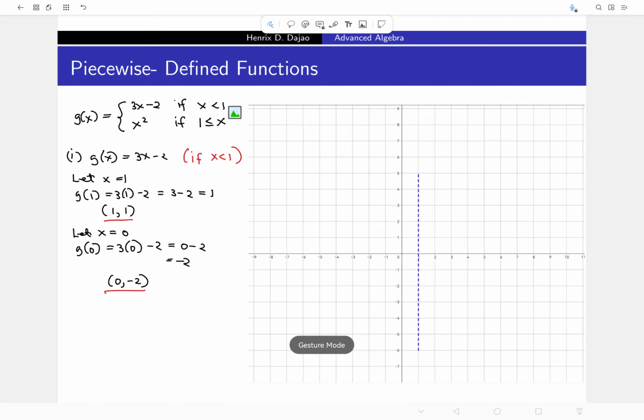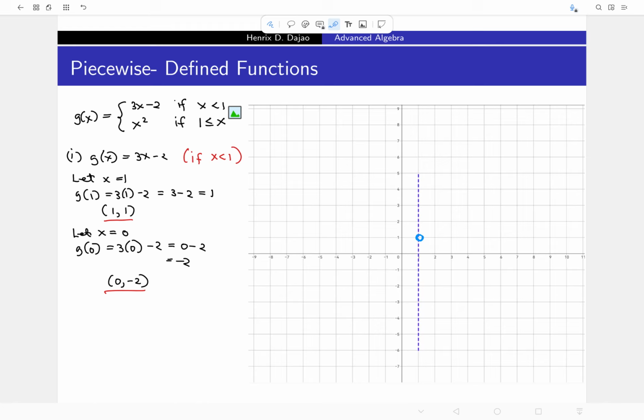Okay, 1, 1. It's here, but I only use a hollow point because 1 is not part of the domain, because there is no equals there. So it's not x is less than or equal to 1. It's only less, which means to say that this point is not included in our line later.